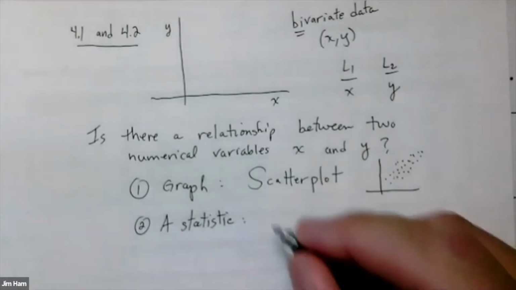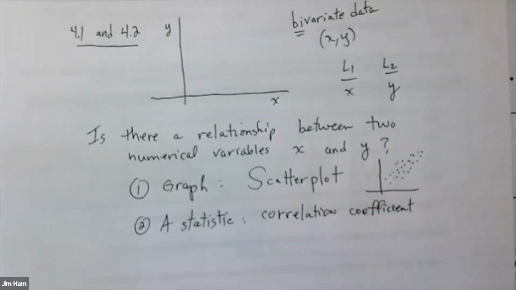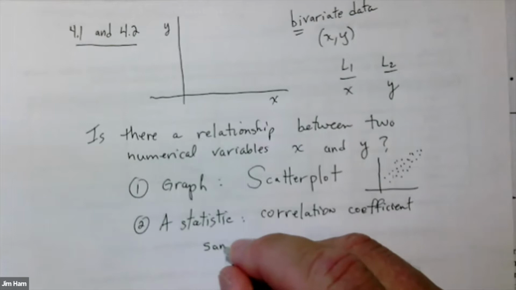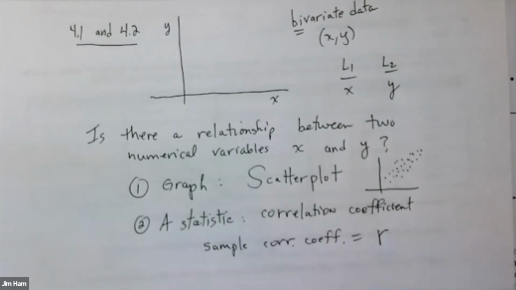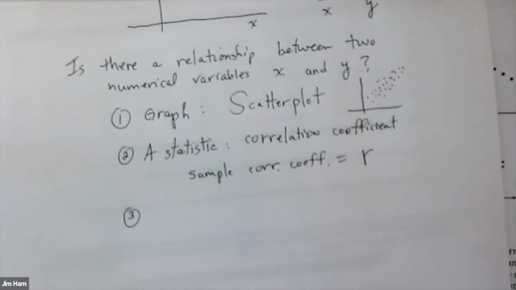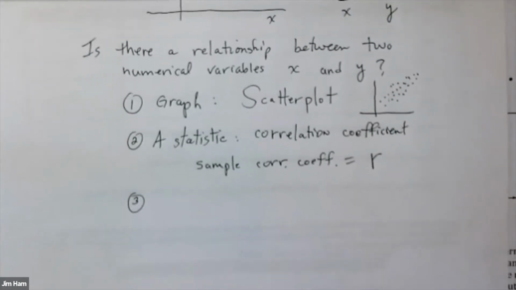And then the second thing we're going to do is calculate a statistic. And the statistic is the correlation coefficient. The sample statistic, we're going to be using the lowercase r. r is the sample correlation coefficient, and when we're looking at bivariate data like this, we're always going to calculate it. And I'll explain to you how you interpret that statistic. One of the things it uses are z-scores, and we talked about z-scores last time.